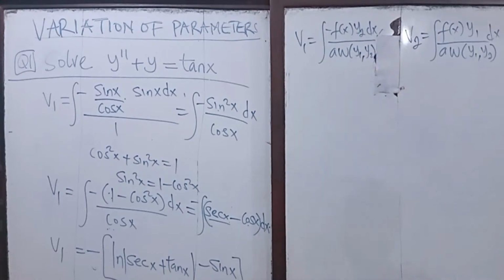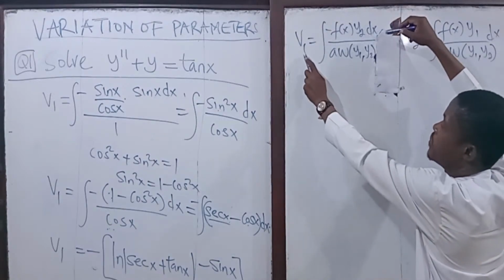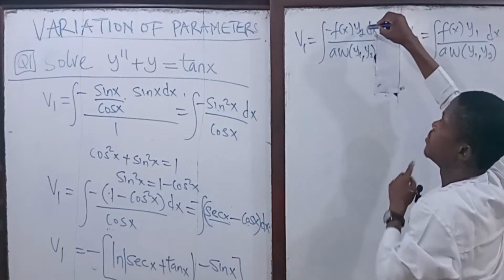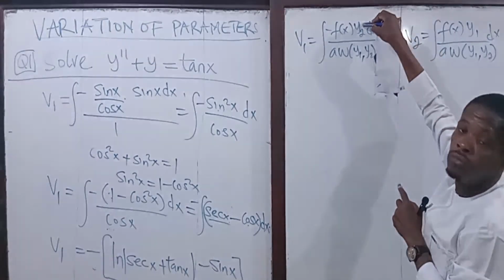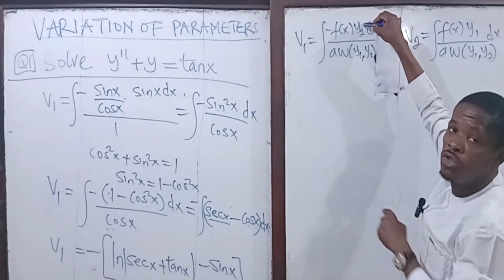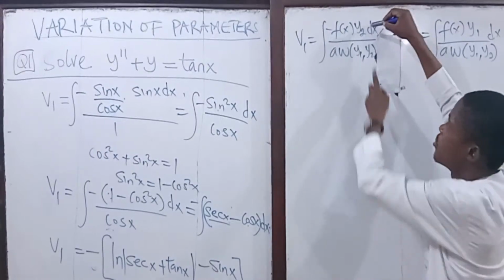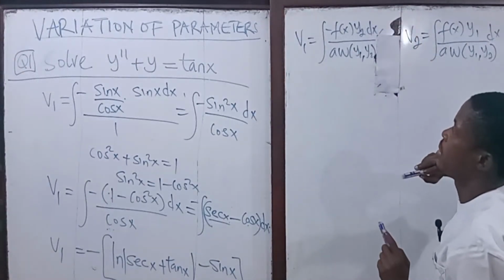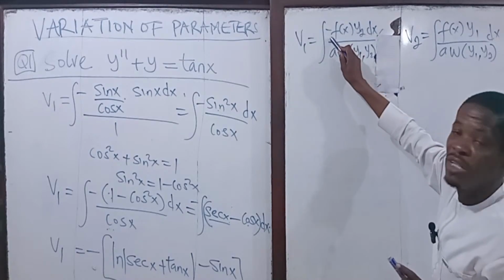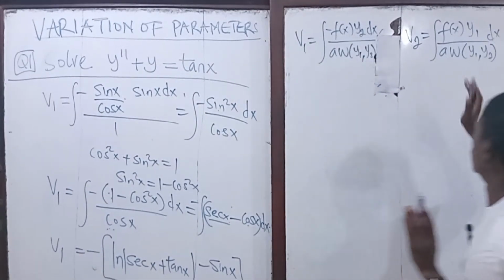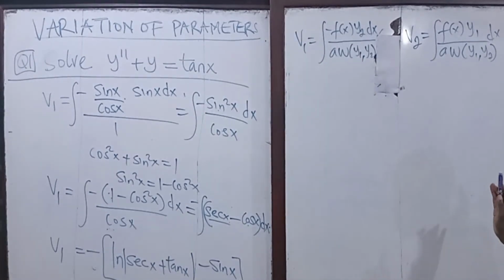So when you're doing v1, it will be y2. You're going to use one of the roots, that will be y2. And for v1, this is the only place we have minus. For v2, there's no minus there. v2 will go with y1.